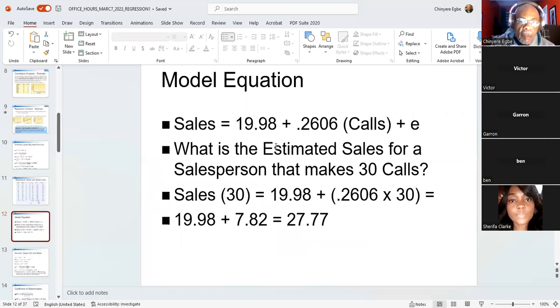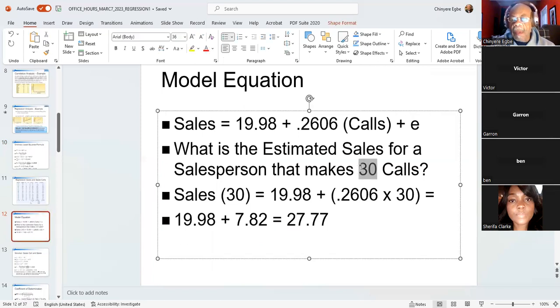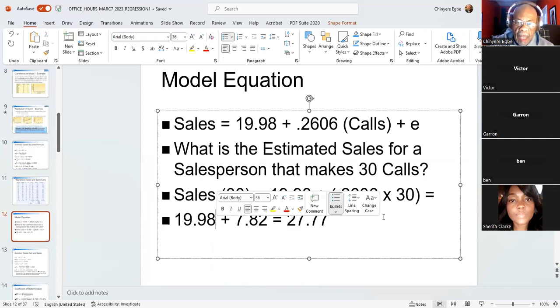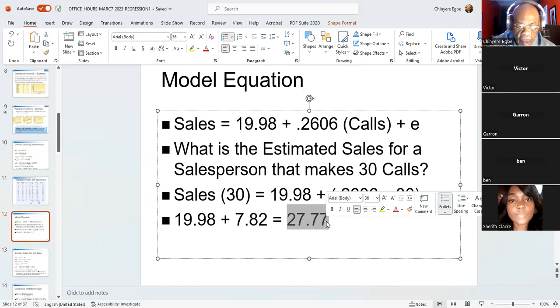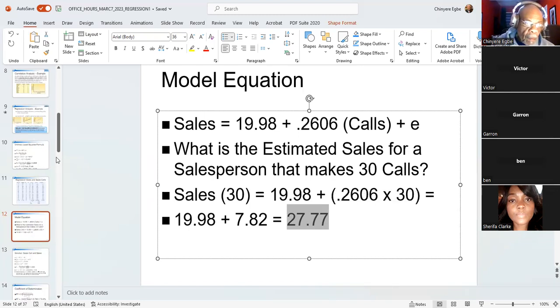Then we can use the model that we estimated and ask ourselves, if somebody makes 30 calls, 20 calls, or 50 calls, what is the estimate of the sales they will make? We can plug in 19.98 plus 0.2606 times 30, and that should give us about 27 to 28 sales.